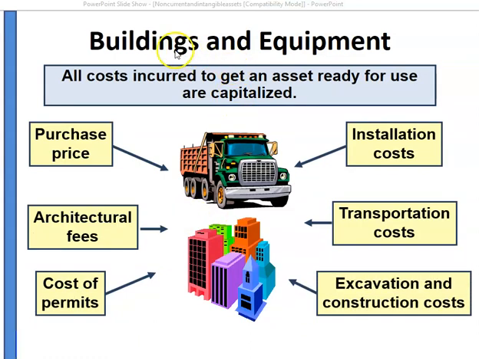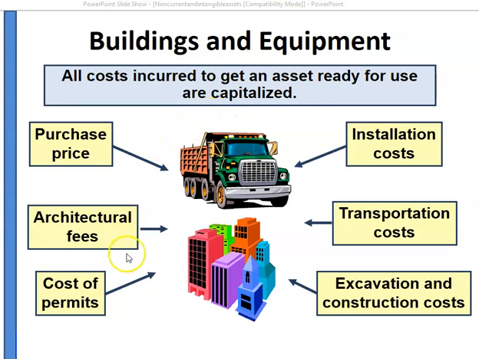So when it comes to buildings and equipment, same story is true as for land, except for a couple of items. It says all costs incurred to get an asset ready for use are capitalized. So when we say the word capitalized, what do we mean by that? We just mean that this is going to be an asset that is placed on the balance sheet, and we are going to depreciate this item over the asset's useful life. Now, we don't do that with land. We put land on the balance sheet, but then we don't touch it. So kind of the same story here.